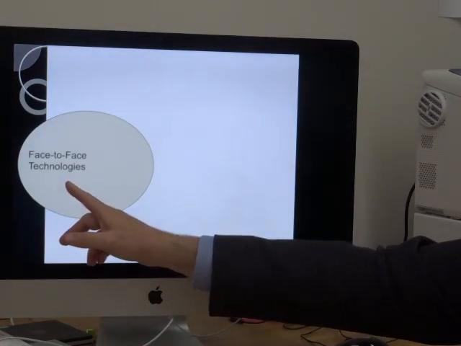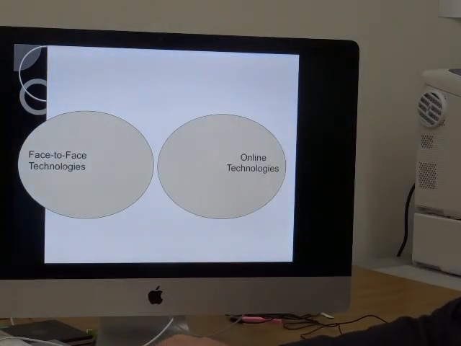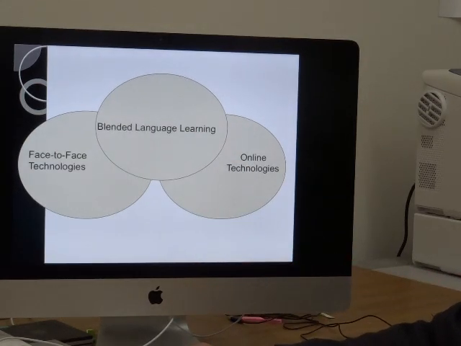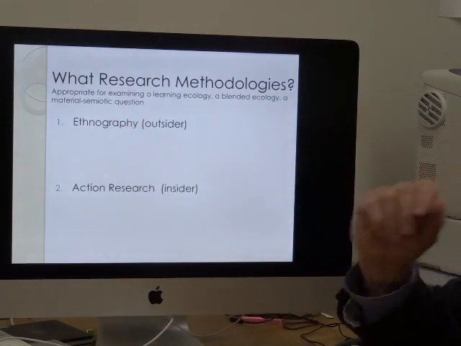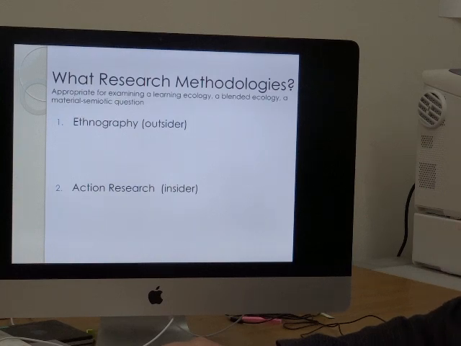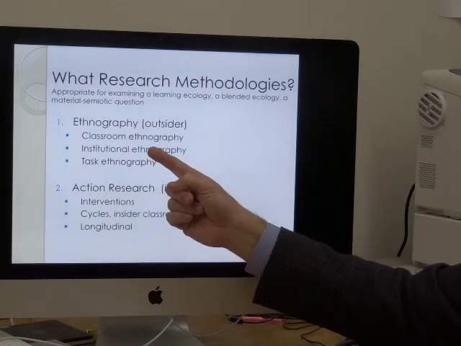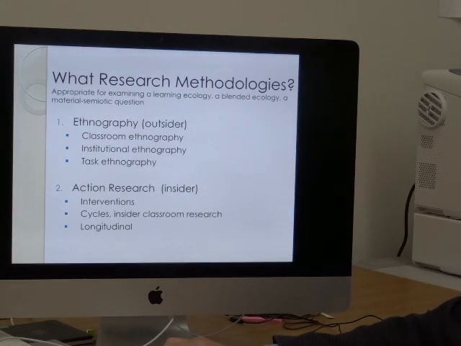So what we have are face-to-face technologies in this paradigm. We have online technologies, and that's what we mean when we say blended language learning. You combine these two. So a blended language learning environment does not need scientific testing. It needs contextual inquiry. So, ethnography and action research. And if you're interested in more details on this, I can send you some chapters of my book, which talk about these methodologies. In ethnography, there's classroom ethnography, institutional ethnography, and task ethnography. I'm going to explain a little bit about task ethnography today.